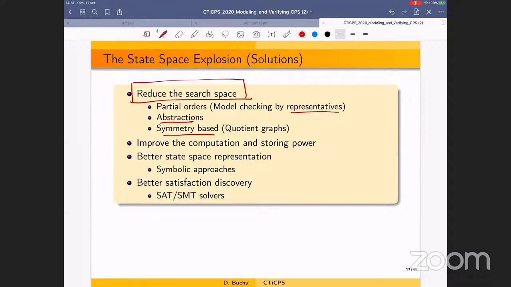Symmetry-based is another technique, where you are using quotient graphs in order to check a system. It means that you are, in fact, identifying states that look very similar. One idea would be, if you have several nodes in a system, maybe it's not necessary to consider all nodes, but just the fact that you are communicating between one node and another one without knowing exactly which one. So this is a possibility for reducing the complexity of the work.